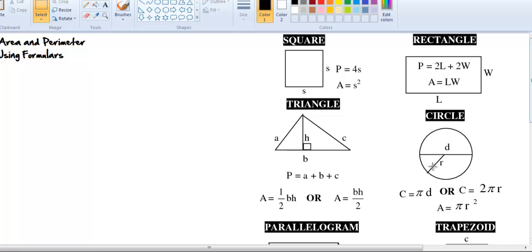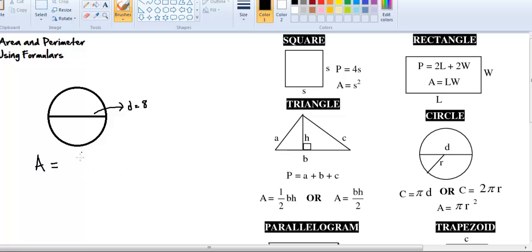Okay, let's do a circle one. So let's say you have this circle, and let's say they give you a diameter. Let's say the diameter is 8. Let's say they give you an area of 24, and they want you to find the radius. Always when you're working with formulas, start out with the formula. So area of a circle is pi times radius squared.